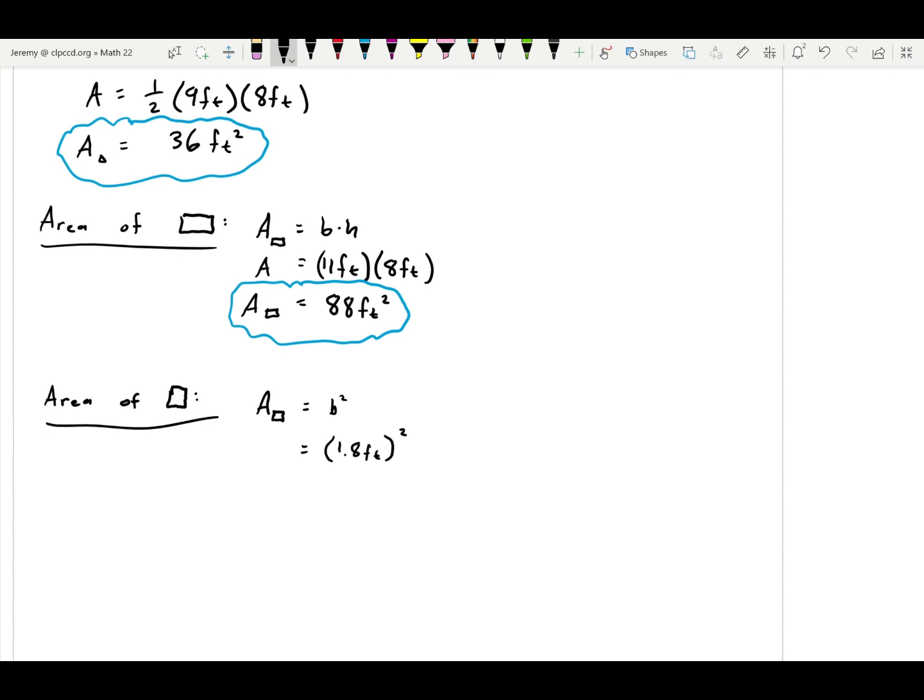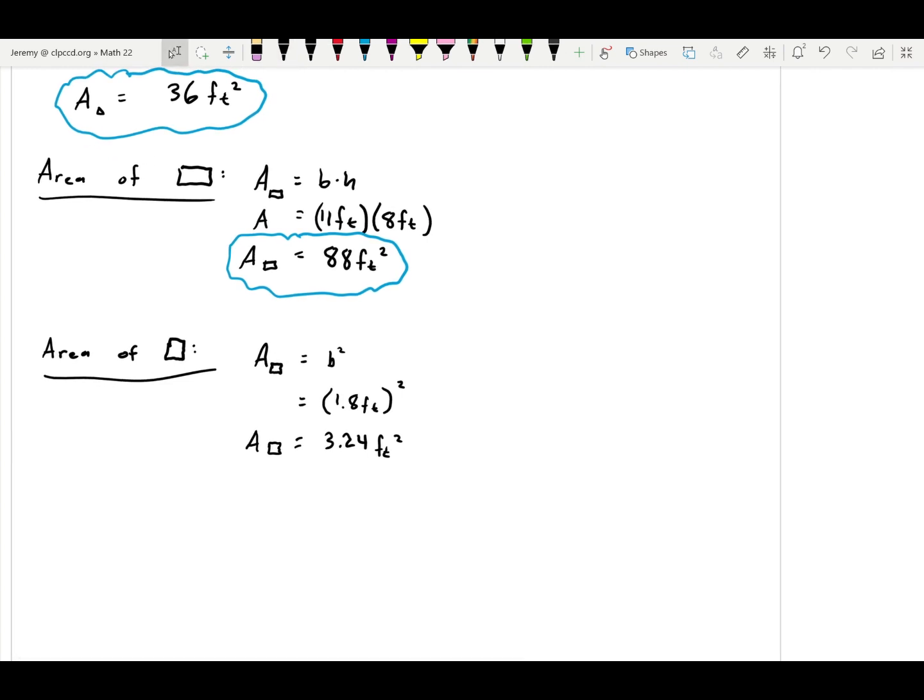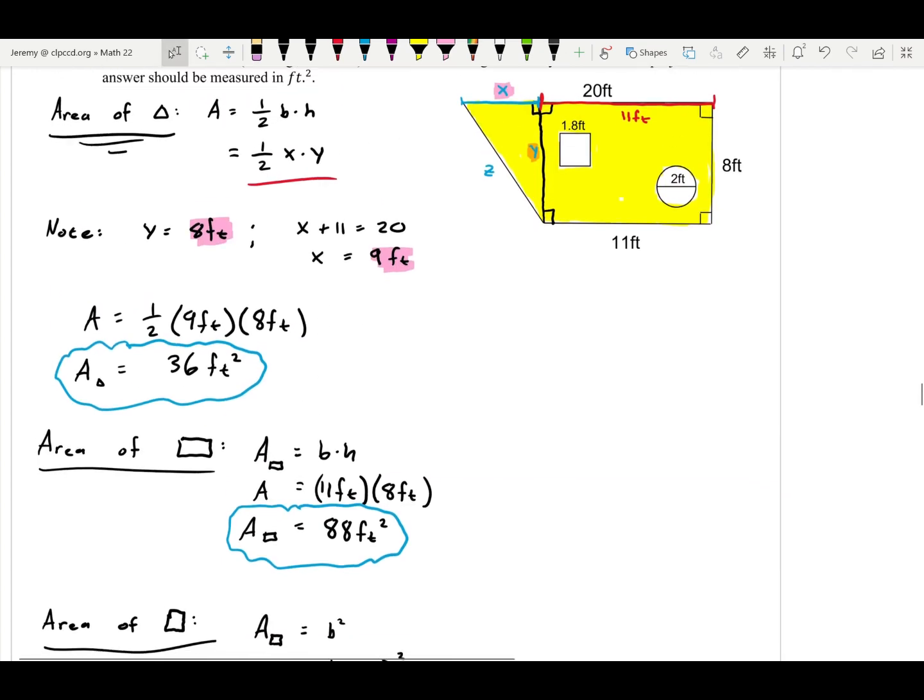And we're going to square that. 1.8 squared, I am getting 3.24. And the units are also going to get squared, so we'll have square feet again. There's our area for the square. Maybe I'll circle this or I'll put a little red cloud around this because this is one of the negative areas that we're going to subtract.